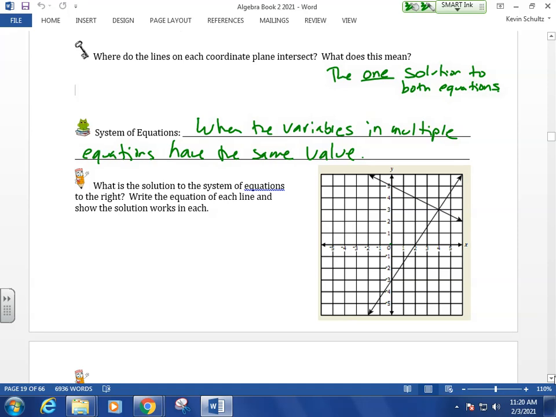So kind of going the opposite way here in this particular one. It says, what is the solution to the system of equations to the right? Write the equation of each line and show the solution works in each. First of all, what is the solution to that system of graphed equations there? 4, 2. And we see that because that is where the lines intersect.